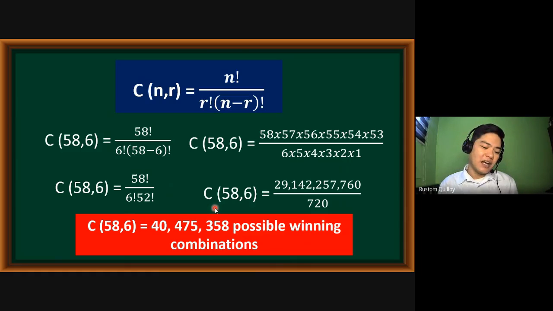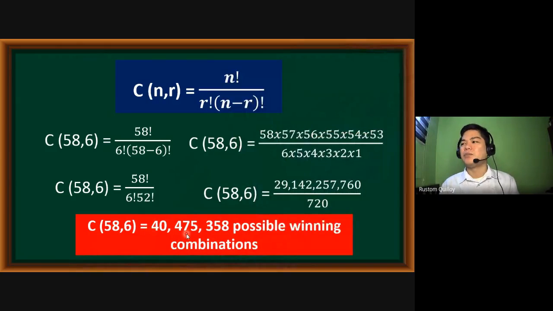So hindi ko alam kung magkano, 20 ata yun. So kung 20, ang magagastos mo ay 809,507,160. Ay yung tatayaan mo para sigurado kang mananalo. Lugi ka pa ata doon. So kinakailangan makahula ka ng isa out of this 40 million possible winning combinations. Could you imagine that?